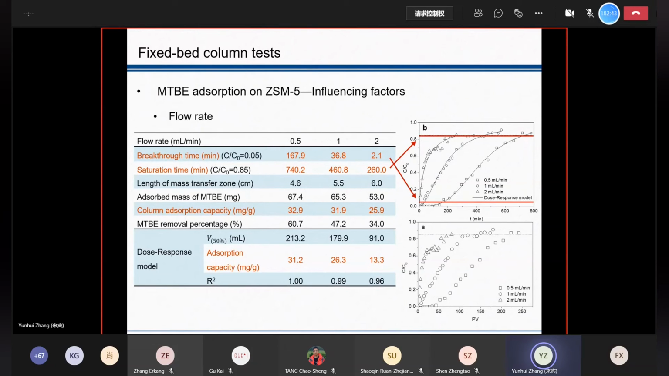mentioned earlier. This is mainly because the contact time between the ZSM5 and MTBE in the column is not enough, only 461 minutes. But the adsorption equilibrium time in the batch test is about 24 hours.